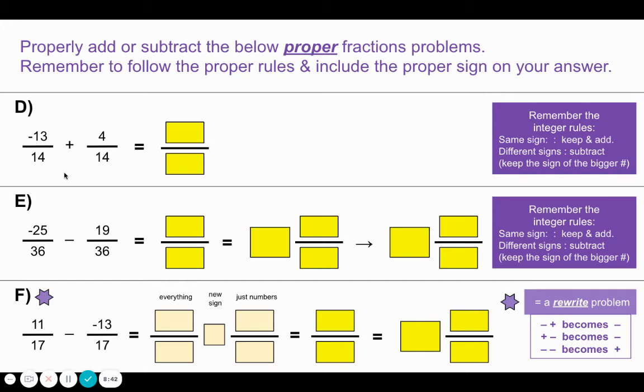All right, so again, you got a negative 13 over here, but a positive 4. These guys are opposites, so you got to subtract. 13 minus 4 is going to give you a 9, but what kind of 9? Which one is there more of? Negatives. All right, and then you still got the 14 on the bottom.